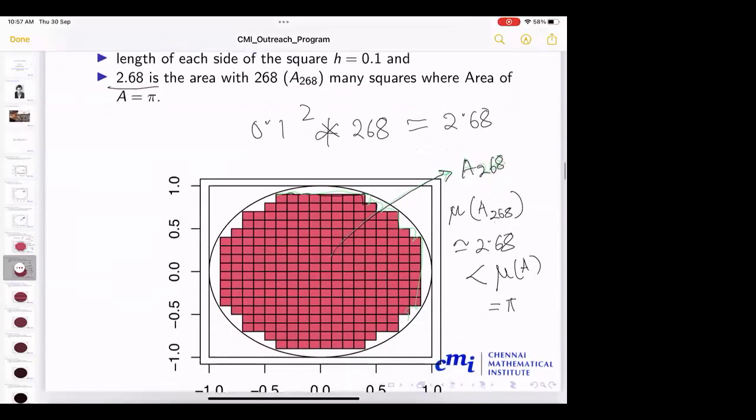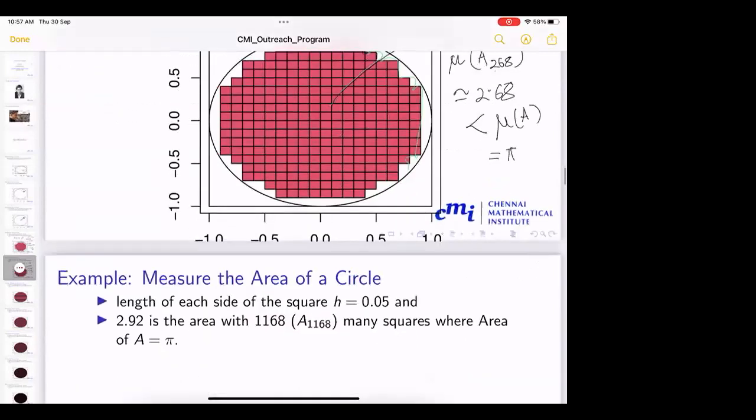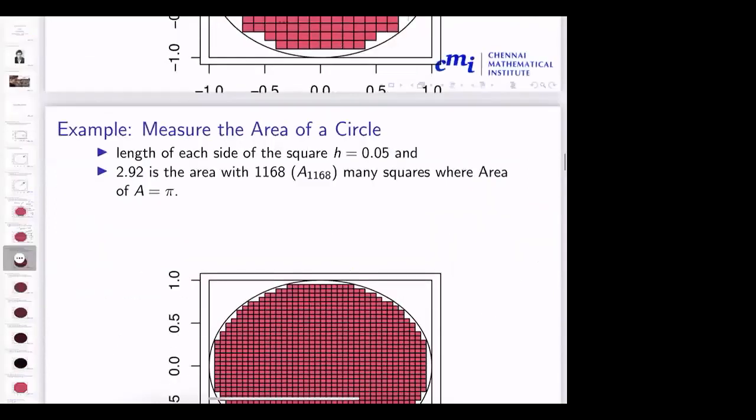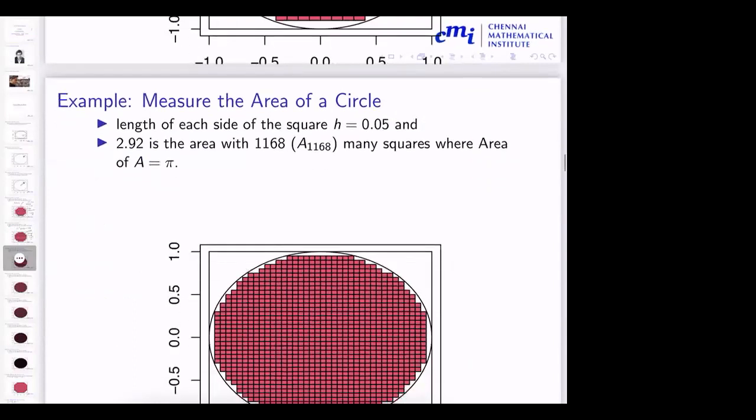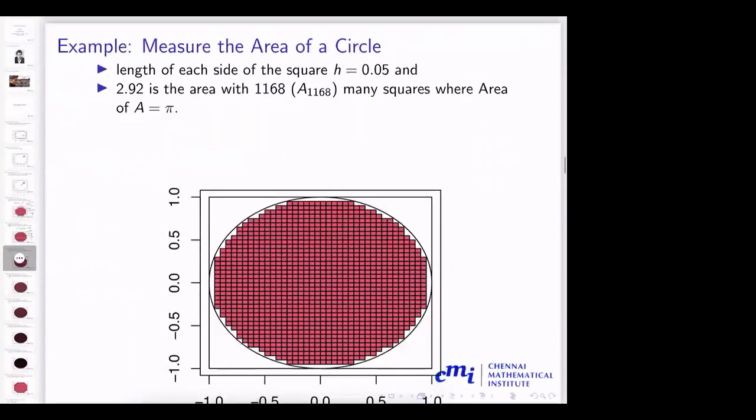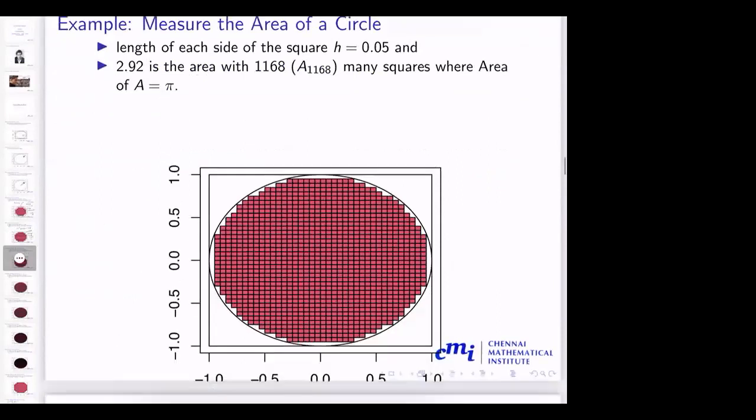Now I have reduced h to 0.05. I did the exact same calculation, 0.05 squared. It turns out there are 1168 such squares you can inscribe inside the circle. And that gives you a completely new geometric shape, and the area of that new geometric shape turns out to be 2.92.